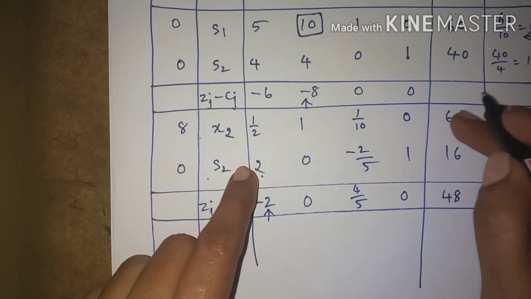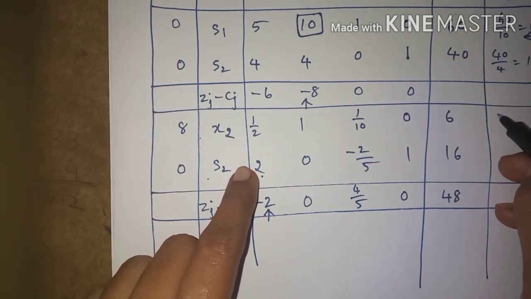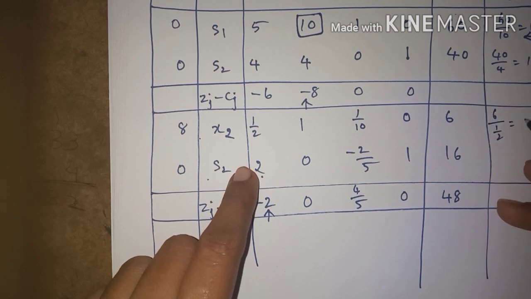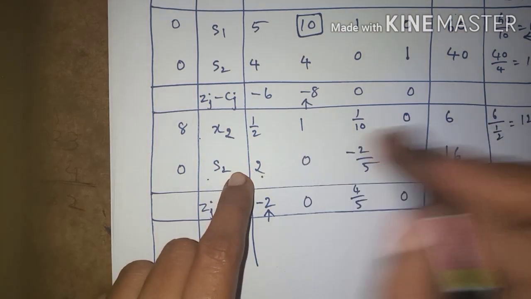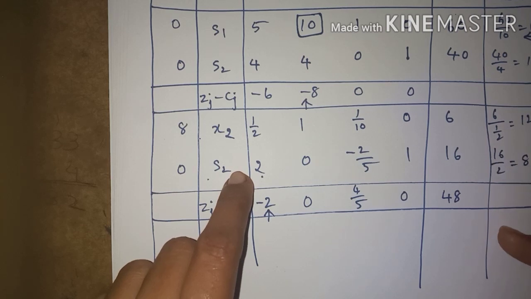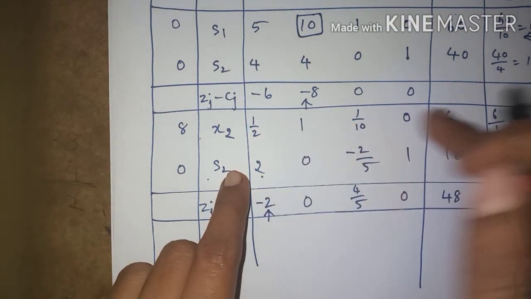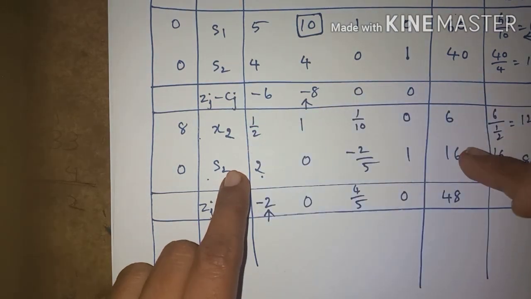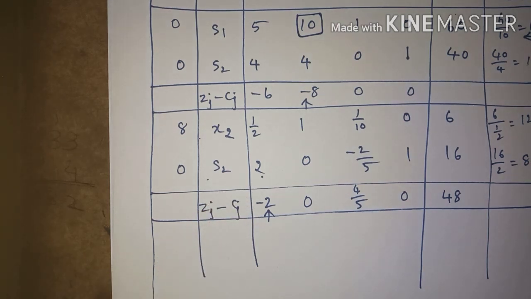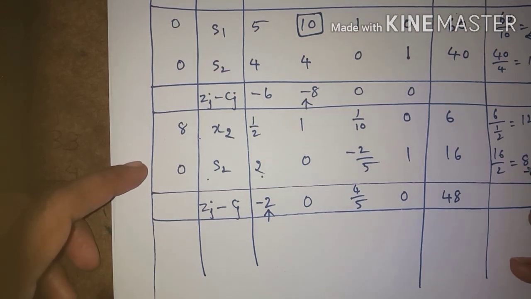Now coming to the minimum ratio, the constant term is 6 by 1 by 2, which is equal to 6 2s are 12. Now 16 by 2 is equal to 8. I choose this column, that's why constant by this column element, 16 by this column element, we have got 12 and 8. Just now I told you, in the minimum ratio, if you get any negatives or infinity, just ignore. Out of positives and zeros only you have to choose the minimum value. Here the minimum value out of 12 and 8 is 8.